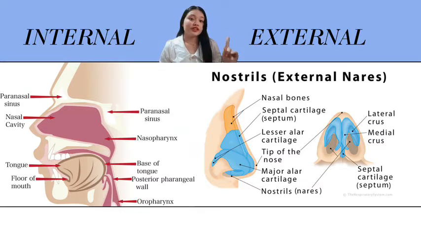Note that the septal cartilage is attached to both the bony nasal septum, which is actually the perpendicular plate of the ethmoid bone, and the vomer bone. Both the nasal septum and vomer are bony parts of the internal nose.